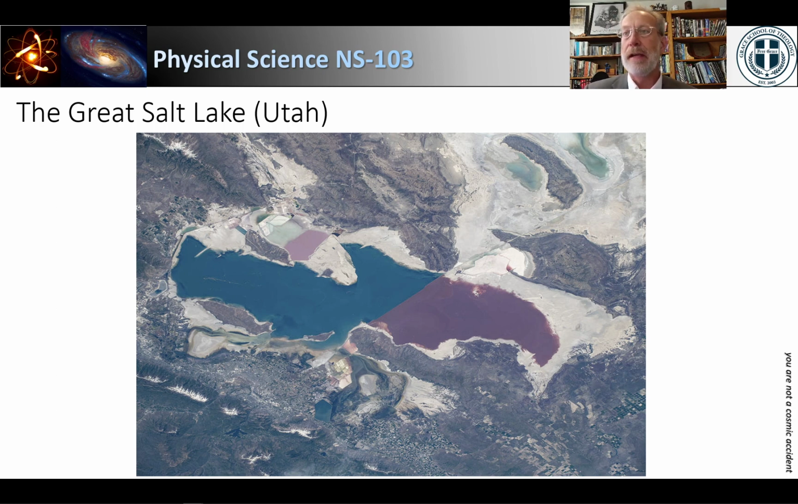But this picture that I've got here is actually taken from the International Space Station about 255 miles above it. If you'll notice, there is a very distinct line across the lake. On one side you've got this reddish color, and on this side you've got this bluish color. This line is actually formed by a land bridge for a railroad track that goes across here and physically separates one side from the other.